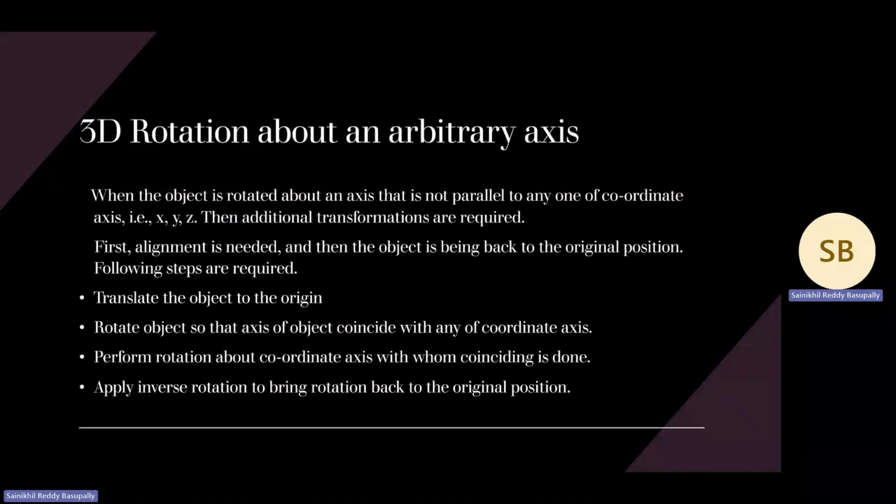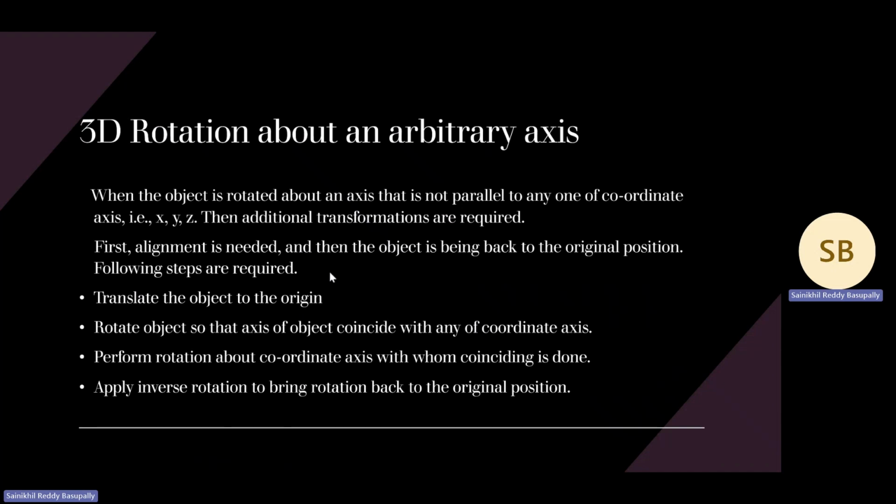And also, we can rotate an object around an arbitrary axis. So when the object is rotated about an axis that is not parallel to any one of the coordinate axes, then additional transformations are required. First, we need to align the object, and then the object is brought back to its original position. We need to follow a few steps here.